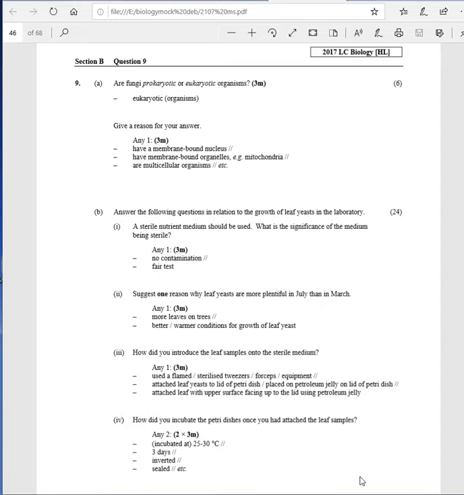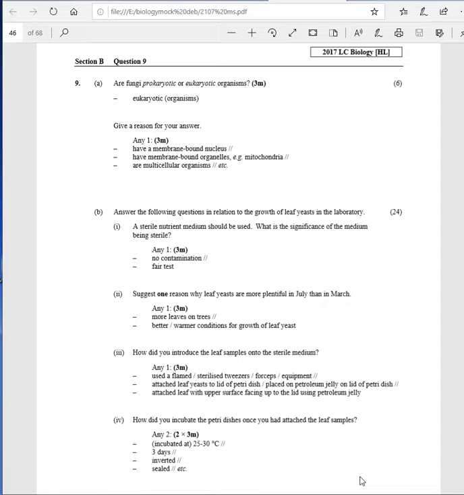Right, answer the following questions in relation to the growth of leaf yeast in the lab. So the sterile nutrient medium should be used. What's the significance of it being sterile? Sterile means it is free from all microorganisms. So in other words, there is no contamination. It will be a fair test.